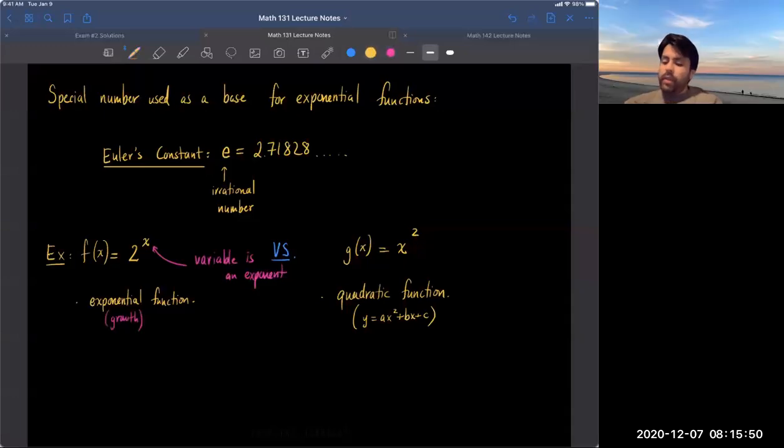And then what would the graph look like? What would the graph look like for each of these? Well, the graph here is a parabola, right? This is one of those functions that you must know by heart. X squared. It's a parabola.